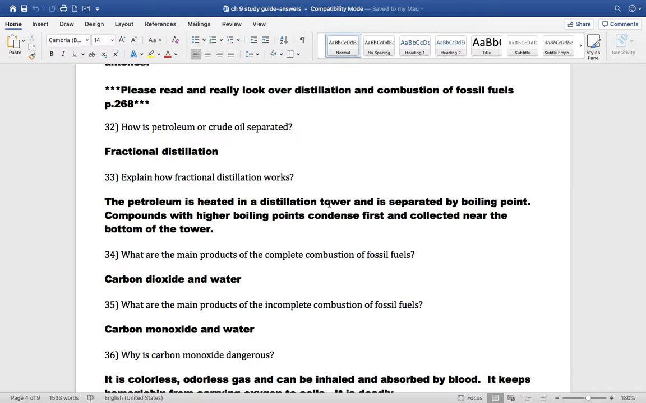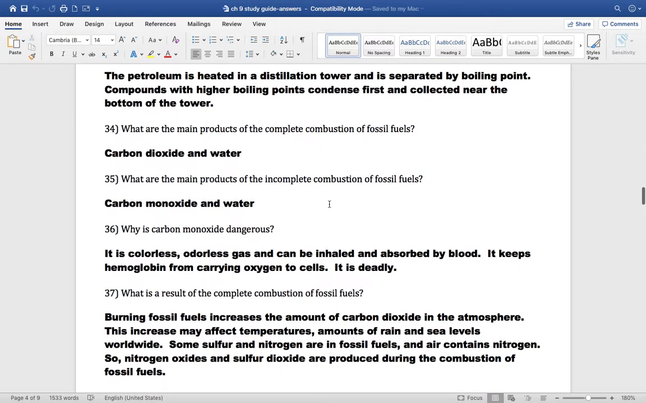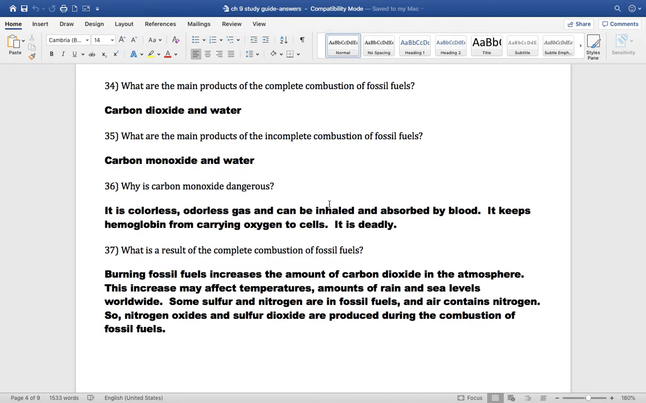Okay, page 268. 34. What are the main products of the complete combustion of fossil fuels? Carbon dioxide and water. So when fossil fuels combust, which means they burn in the presence of oxygen, they always produce carbon dioxide and water. 35. What are the main products of the incomplete combustion of fossil fuels? It's carbon monoxide and water. It's an incomplete combustion because it doesn't all go to completion. It doesn't all burn because something's probably not working properly.